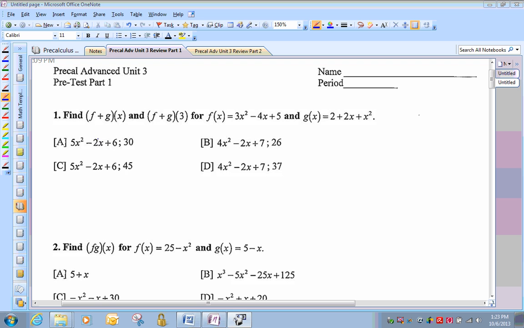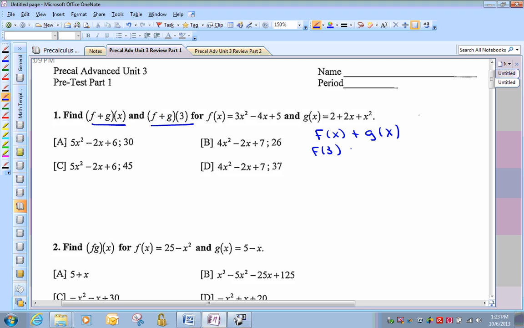So we're going to try f plus g of x, and we're going to find f plus g of 3. Well, first of all, when you see f plus g of x, I want you to think of f of x plus g of x, or in the second case, f of 3 plus g of 3. And that will help a lot. All right, let's just do the first one.